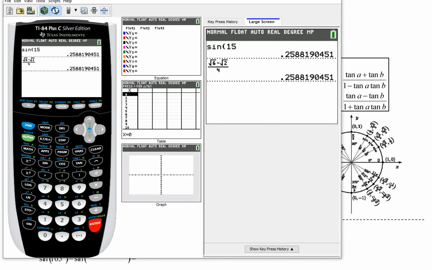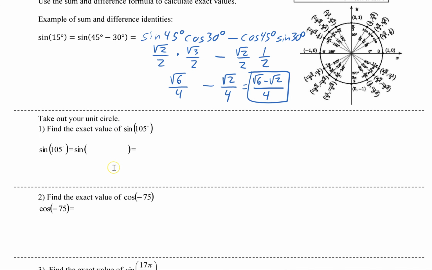All right. And if we check this with our calculator, you can see sine of 15 is the same as the square root of 6 minus square root of 2, all over 4. Same answer. All right, so let's try another one.